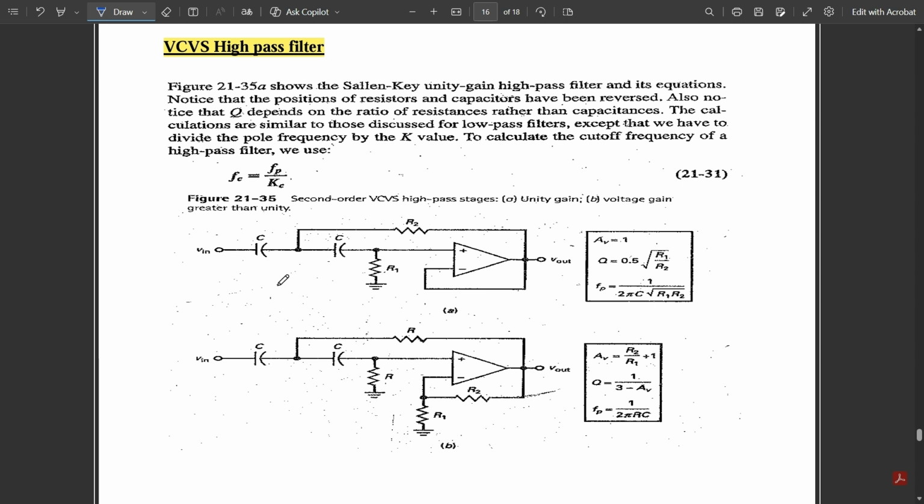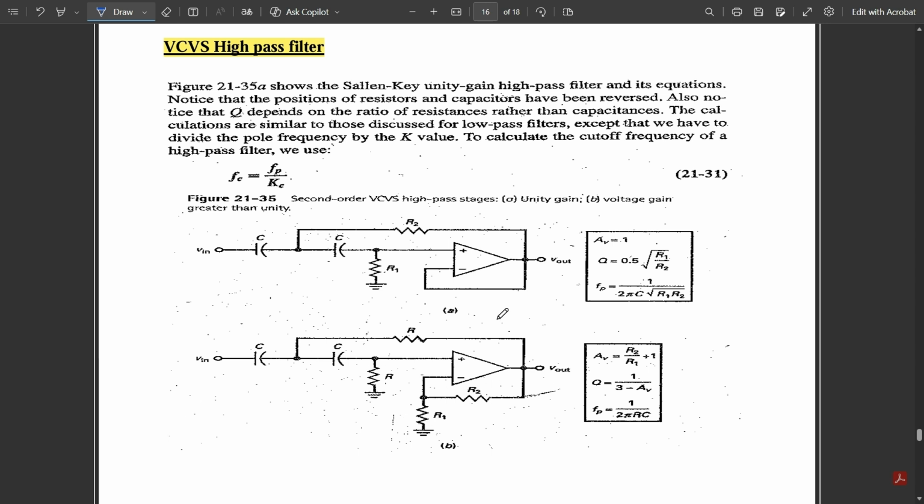So this is with respect to unity gain, where there is no feedback, and it acts as an emitter follower circuit, whereas in the second circuit the values of capacitance and resistance are the same, with respect to equal components. So that's why it is called the Sallen-Key equal component filter. In order to have some voltage gain, we require some resistors at the non-inverting terminal with respect to the feedback path, and those resistors are R1 and R2.